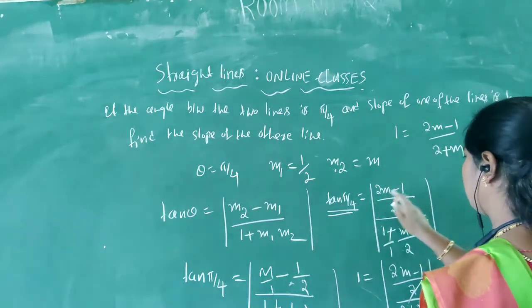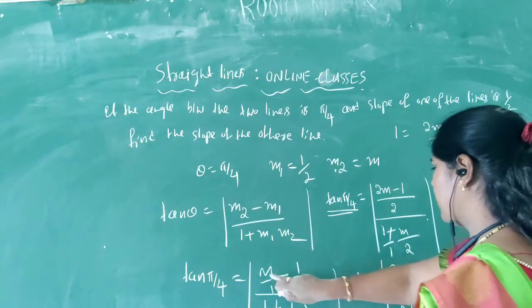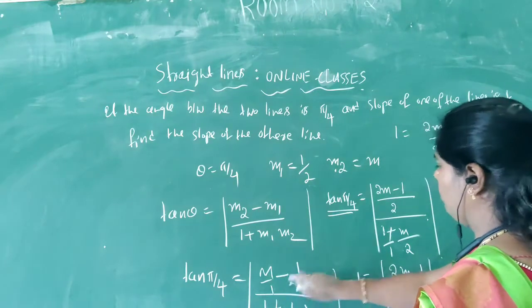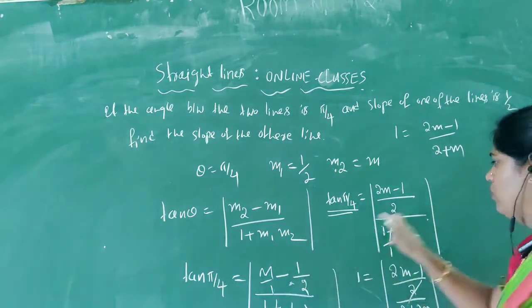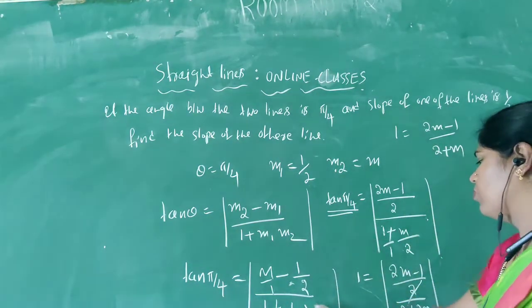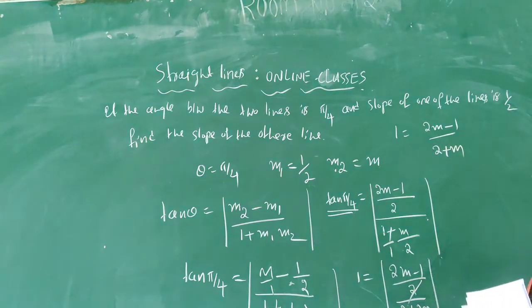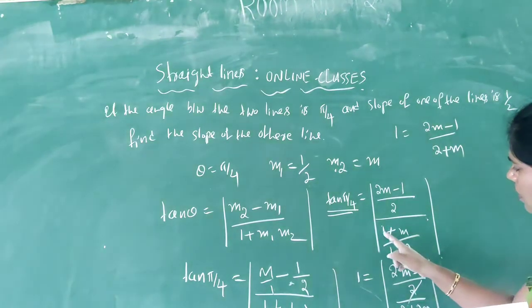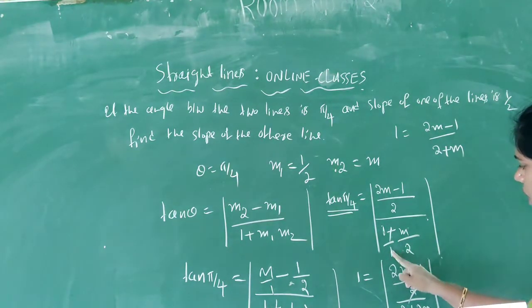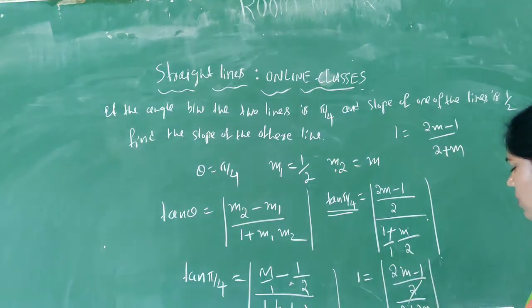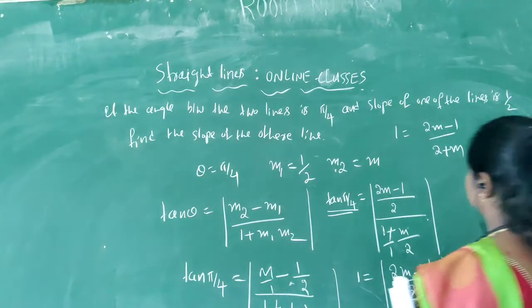Okay, here we get cross multiplying. m into 2 is 2m minus 1 divided by 1 2s are 2. Next, 1 plus 1 m, that is nothing but m divided by 2. Later on, 2 plus m divided by 2. The 2 will get cancelled. We will get 2m minus 1 divided by 2 plus m.